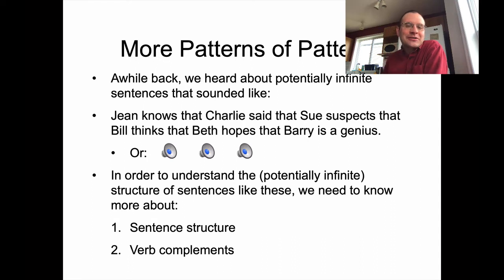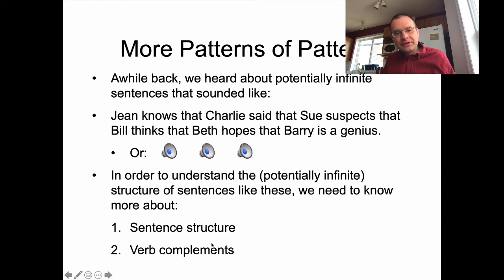So in order to understand how this works, we've kind of figured out how infinitely long noun phrases might work. What we want to get to is an understanding of how infinitely long sentences like this might work. But in order to do that, we need to know two things. One is how sentences work in the basic form that are not infinitely long. And then secondly, we need to know about verb complements, the different sorts of phrases that can be complements in a verb phrase. We'll find out verbs kind of form the crux of a sentence, it turns out. We'll see that on the next slide.